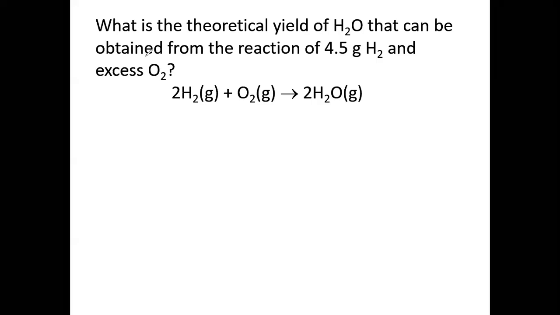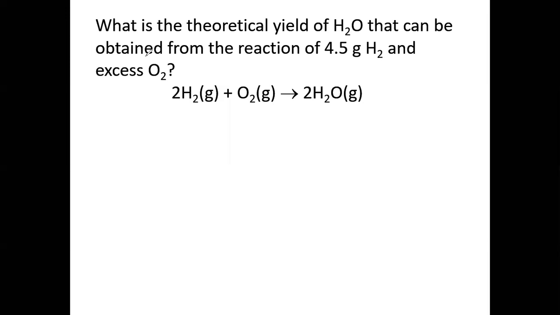So again, with stoichiometry, we're just interconverting between mass and moles, moles and moles. And so there are different types of stoichiometry problems. The one presented here is where we have the mass of one reactant and an excess of the other reactant. And since we have an excess of one reactant, we know that the other reactant that's not in excess is going to be all consumed.